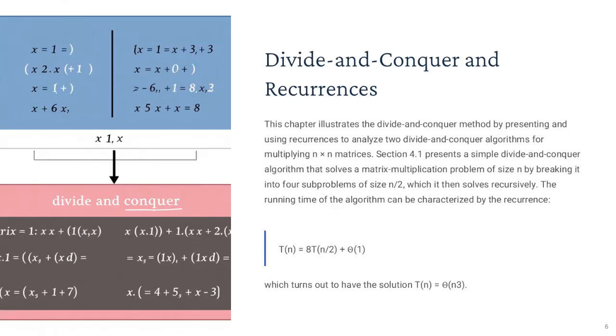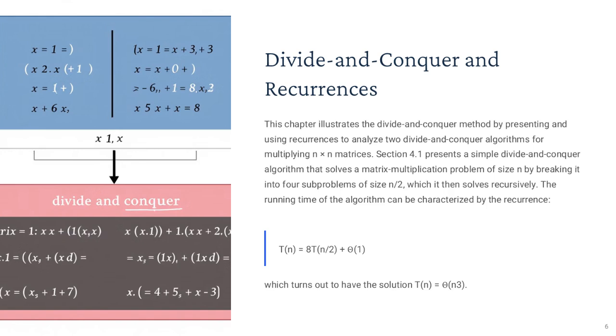Divide and conquer and recurrences are intertwined, particularly in analyzing the efficiency of algorithms. This chapter explores matrix multiplication as a key example. The simple divide and conquer algorithm divides an n by n matrix into 4 smaller n/2 by n/2 submatrices. Using recursion, it computes the matrix product, characterized by the recurrence T(n) = 8T(n/2) + Θ(1).